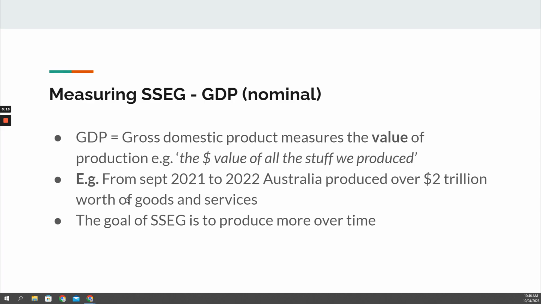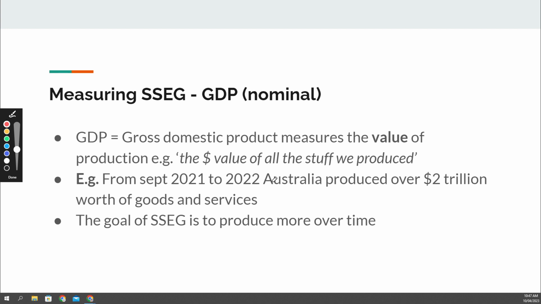And the first way we can think about that is what we call nominal GDP. And this measures the total amount of production in terms of value. So, the value of all the stuff that we produced in an economy over a period of time. Now, to go a little step further, the value is really just measured by taking the price of things and timesing it by the amount of things sold, or the quantity or volume, and that gives us the total value.